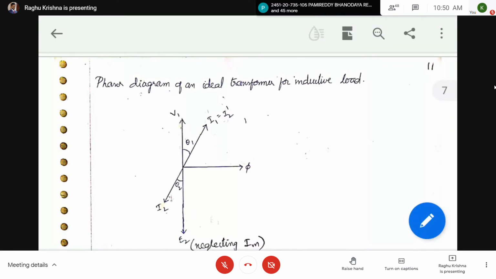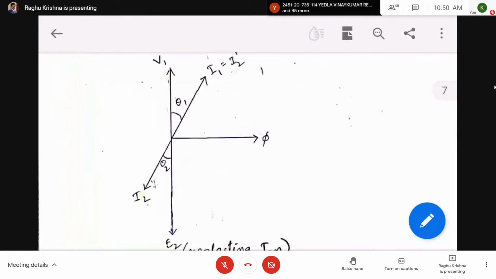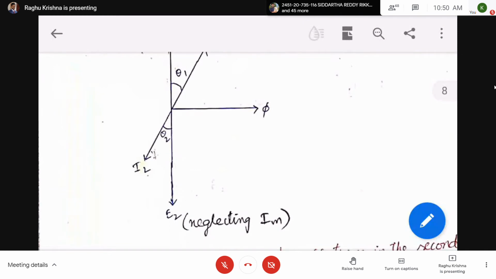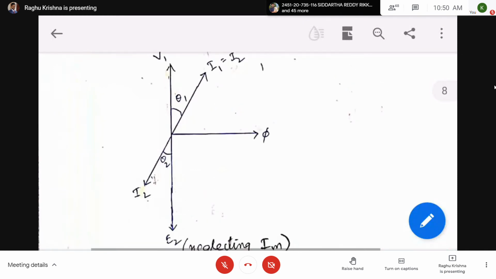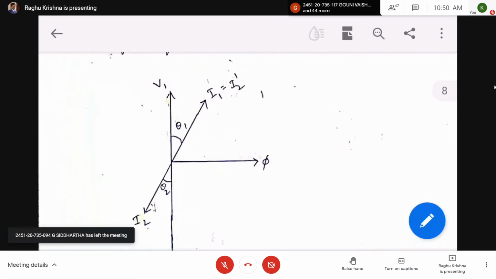So here, phasor diagram of an ideal transformer for inductive load. First you have to draw the flux phasor. The flux phasor is horizontal because it is taken as reference. Next, E2 is drawn. Next, E1 you have to draw. Next, V1 is drawn opposite to E1. Next, as it is inductive load, current lags the voltage. So here I2 is drawn by an angle theta lagging. In the opposite direction, I1 is drawn. So I1 is equal to I2 dash.